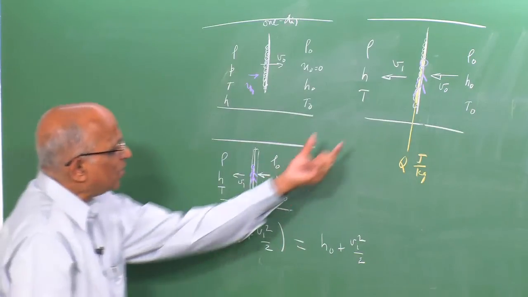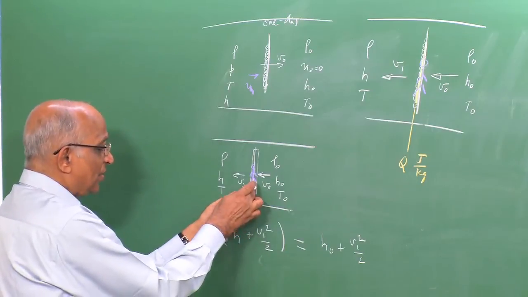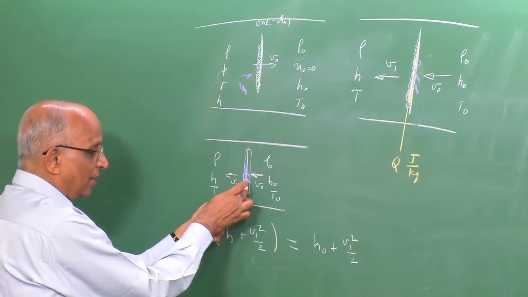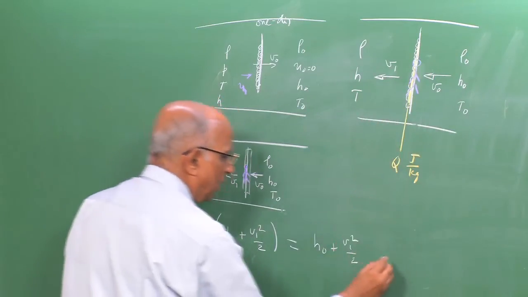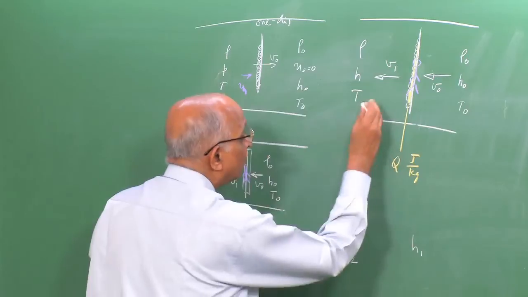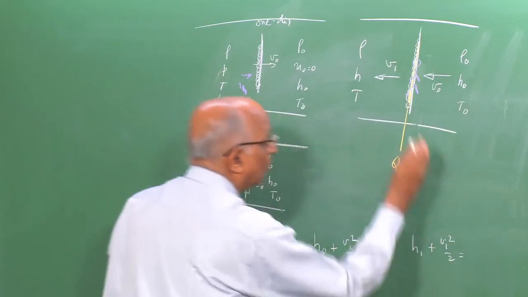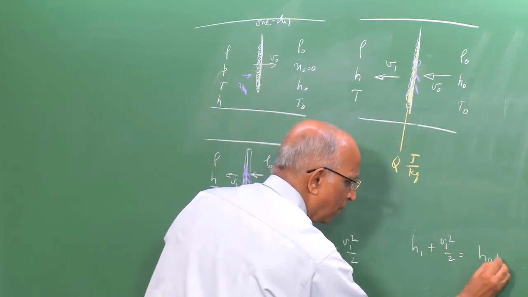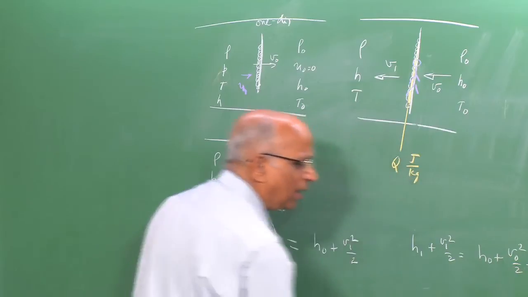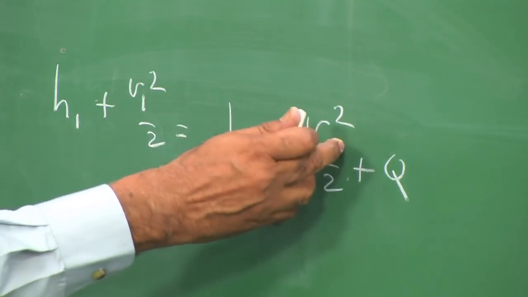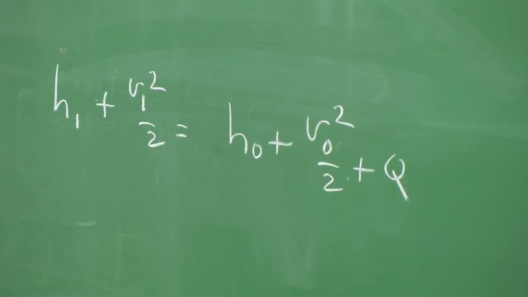And in what way is this equation going to change from here? Well, in this case you just had a shock front, no heat was generated therein, but now I have heat being generated, and therefore my equation now becomes h1 plus v1 squared divided by 2 is equal to h0 plus v0 squared divided by 2 plus the energy per unit mass. This is per unit mass, per unit mass over here.